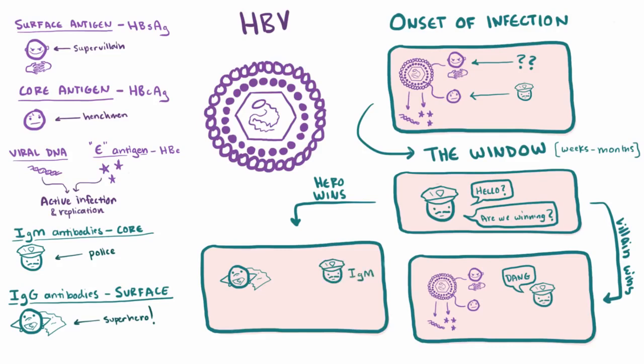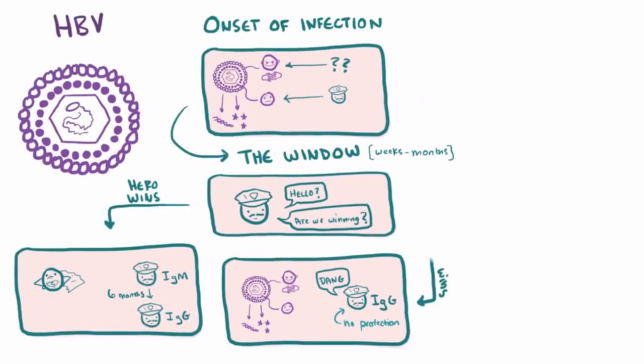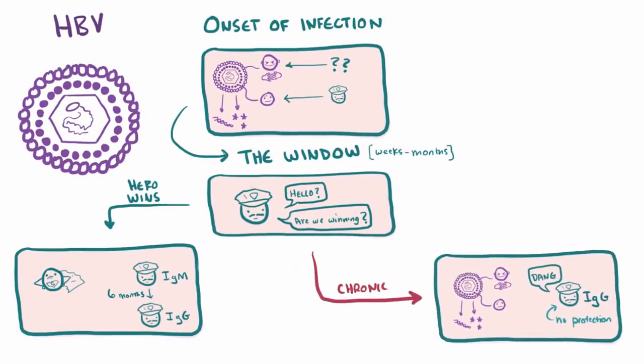Regardless of who wins, the IgM antibodies, the police force, will be promoted to IgG by about 6 months' time. But this does not mean that the host is protected. So it's important to note that we need this surface IgG superhero to win, but we can have core IgG antibodies and still lose. If the battle's lost, the host transitions into chronic viral hepatitis, defined by it continuing after 6 months. When chronic, the host could present as sort of healthy, and will likely have the presence of surface antigen, core antibody, and no DNA or E antigen, basically saying that the supervillain's there, it's just not replicating.